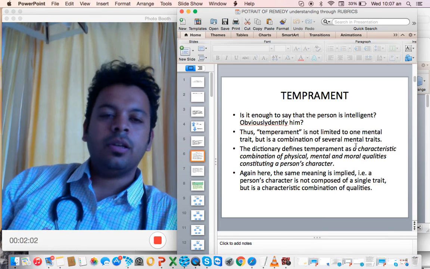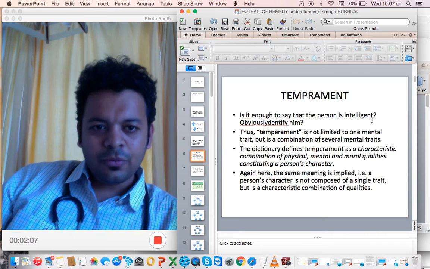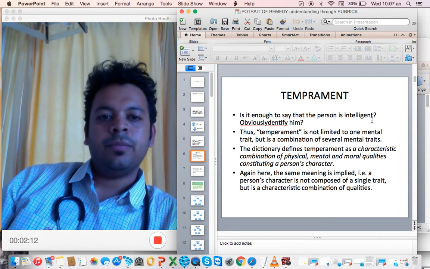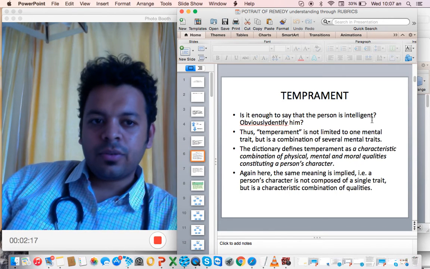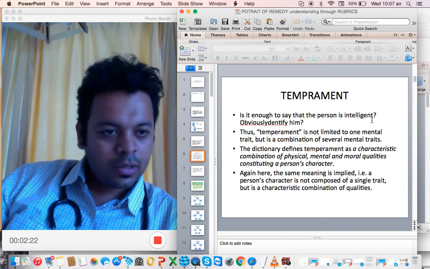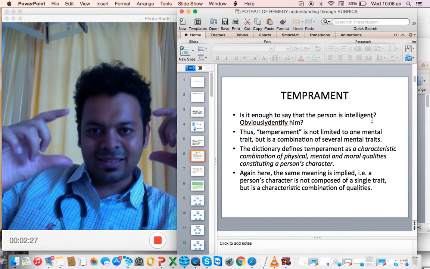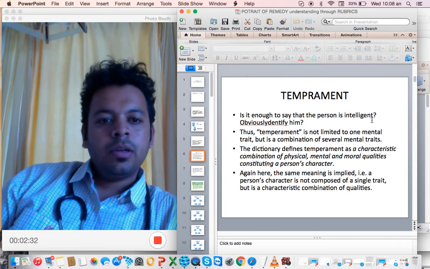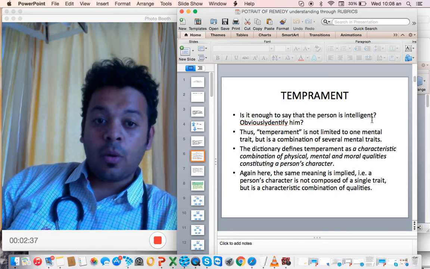Let's try to understand. Some people ask me, what do you mean by temperament? Is it enough to say, oh, this person is intelligent? Is it enough to say, oh, this person is angry? Temperament is not limited to a mental trait, but is a combination of different traits. If you ask me who is Gaurang, who is Manish, who is X, it cannot be just one particular trait. When these traits are put together, that defines the temperament or the state. So a person's character is not composed of a single trait but a combination of many traits.